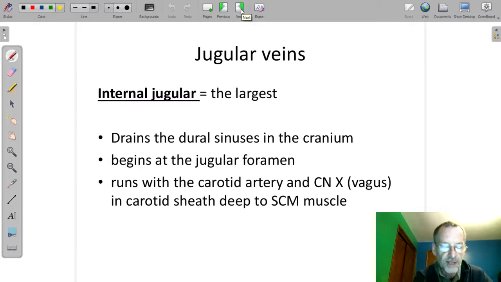So a couple of notes on the jugular veins. You have to keep the internal and the external straight, just like you have to keep the carotids straight, the common, the internal, and the external carotid. So a couple notes on the internal. It's the largest. That's the one that we just saw draining the sigmoid sinus via the jugular foramen. It begins at the jugular foramen and, as I mentioned, runs with the carotid artery and the vagus. They all form in this carotid sheath, which is deep to the sternocleidomastoid. So when you take a carotid pulse, you're finding that sheath, sort of the medial side of the sternocleidomastoid, and you're palpating the carotid. But the internal jugular, the large one, is in there also.